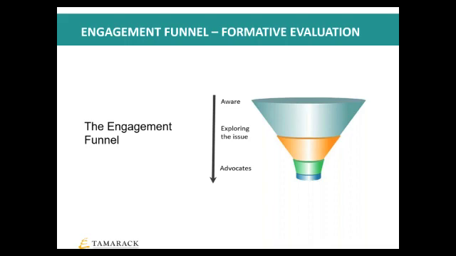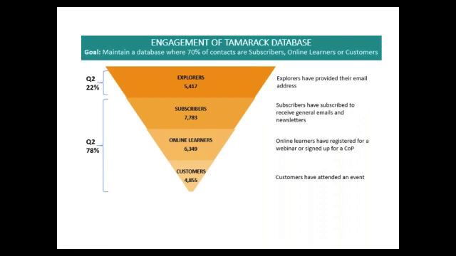I'll give you an example, and this is looking at the Tamarack database. This is a tool that we use ourselves, where we plot our network of learners onto an engagement funnel. At the top are the people who are exploring. We have subscribers, we have online learners, like everybody here attending this webinar, and then we have people who attend events. We track how many we have of each of these groups, and we set goals around that. So we want to have 70% of people who are subscribers or deeper.